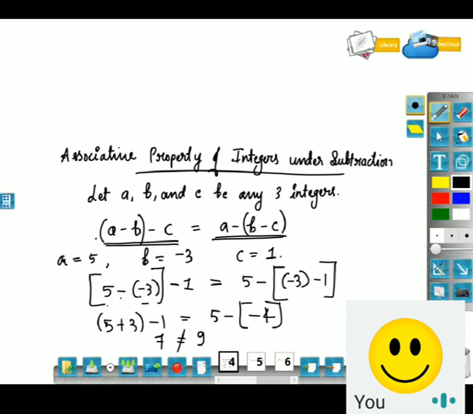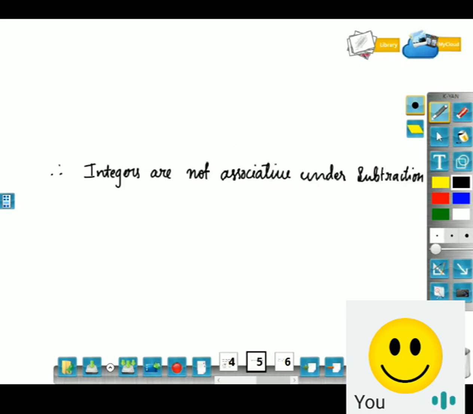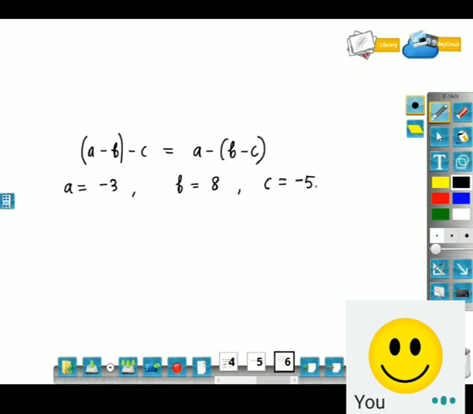So for that we have taken some example, and we have checked whether our LHS and RHS are becoming the same or not, are they equal or not. We solved by putting some values for a, b, c, and we got 7 and 9. When you see 7 and 9, obviously they are not equal. If they are not equal, that means integers are not associative under subtraction.